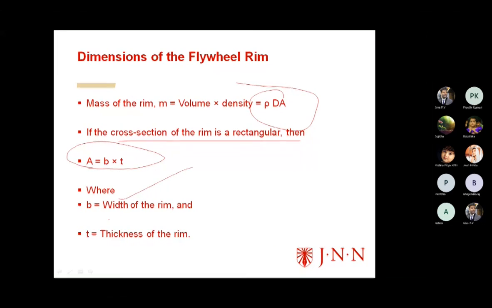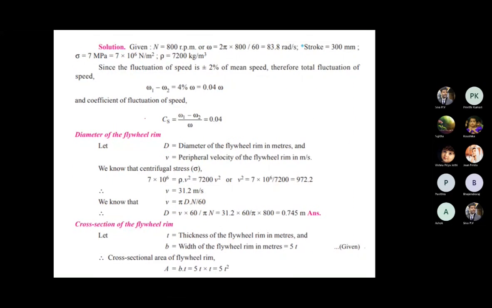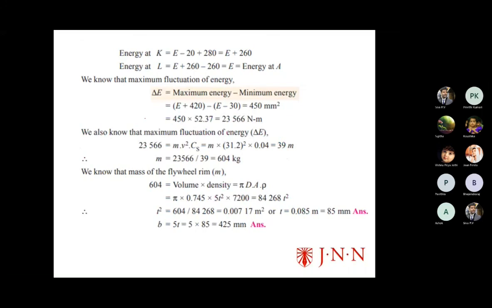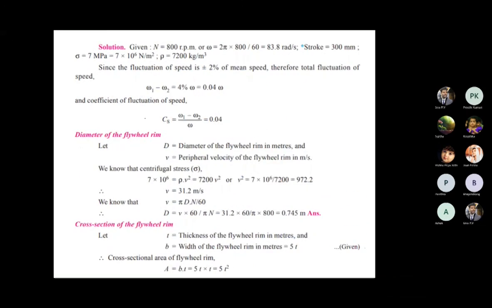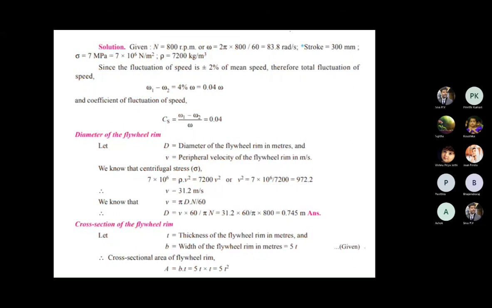So the turning moment diagram values are given now. Speed is given, omega equal to 2 pi into 800 divided by 60. From that we will find omega. Stroke 300 mm and sigma equal to 7 megapascal, that is 7 into 10 power 6 Newton per meter square. 1 pascal equals 1 Newton per meter square. So density rho equal to 7200 kilogram per meter cube.